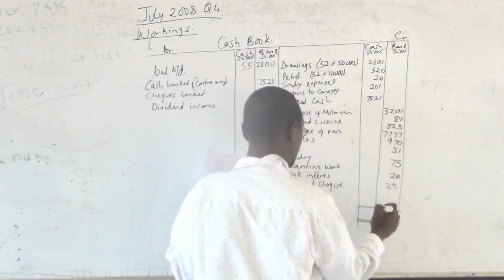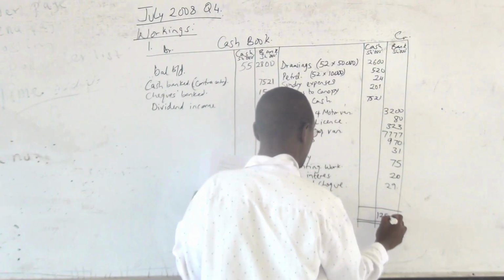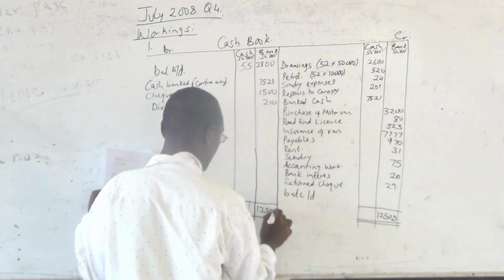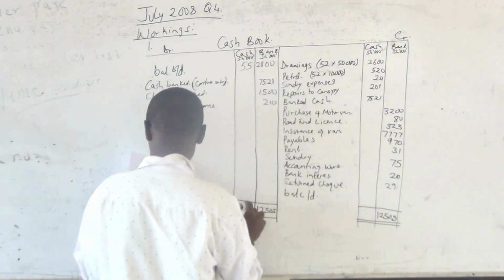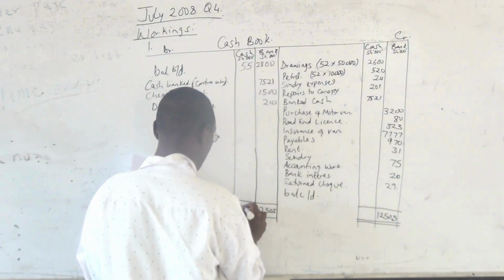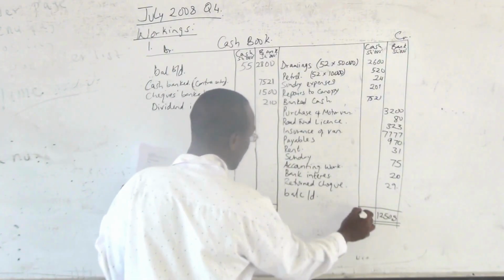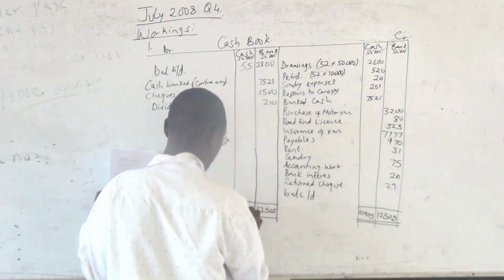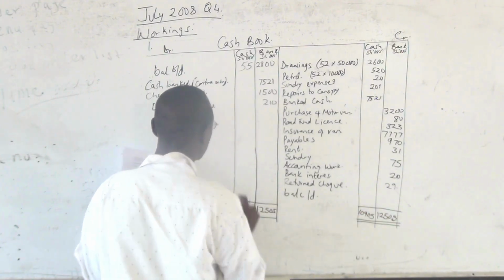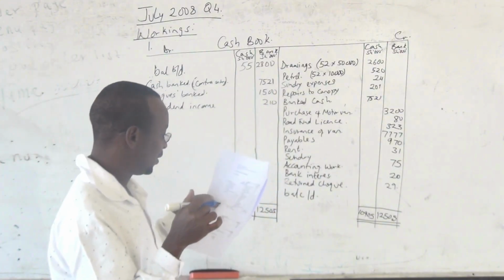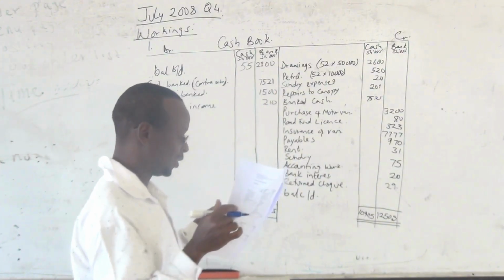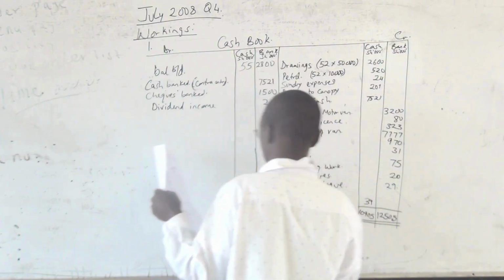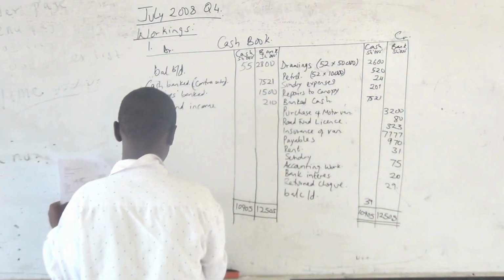My totals here was 12,505. My totals for cash is 10,905. Then balance for cash 39, and the bank has an overdraft.